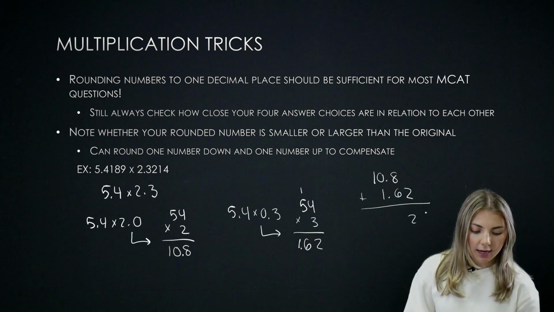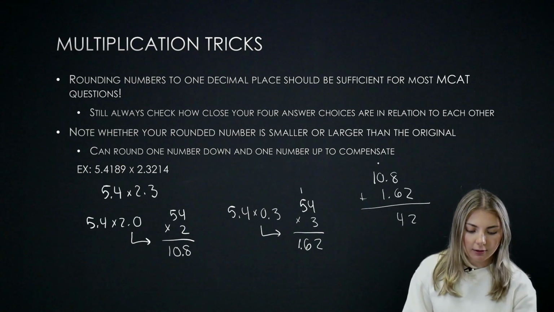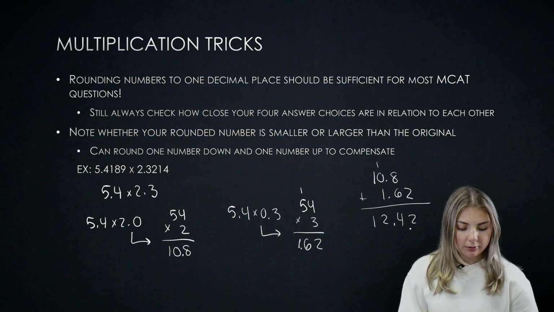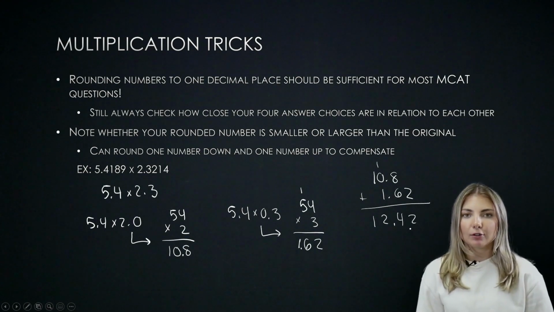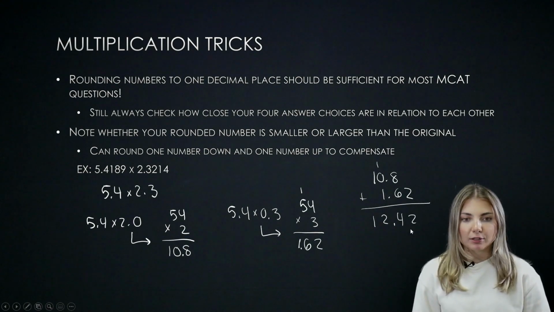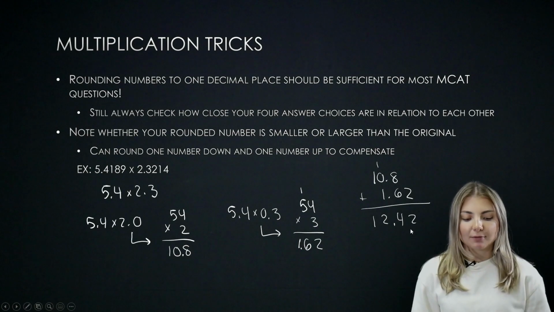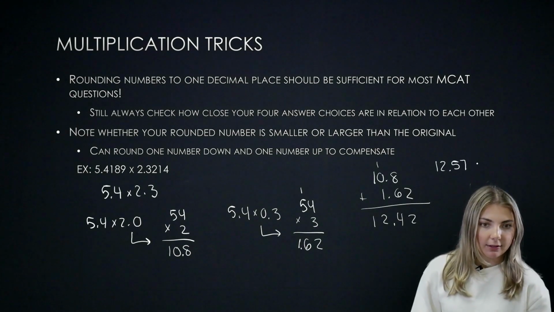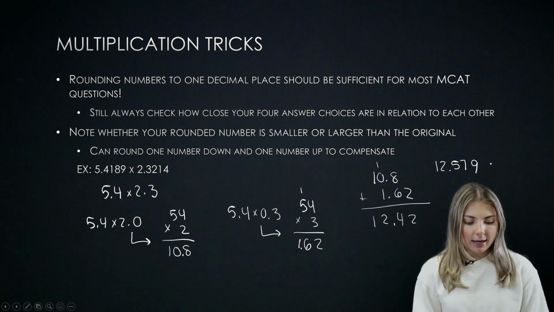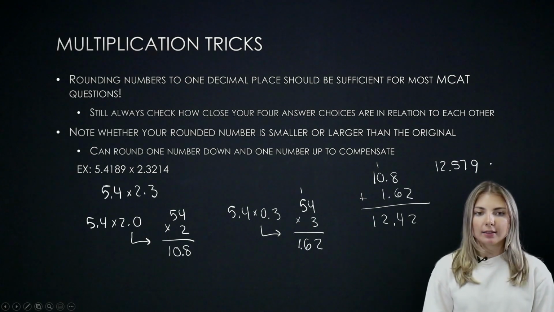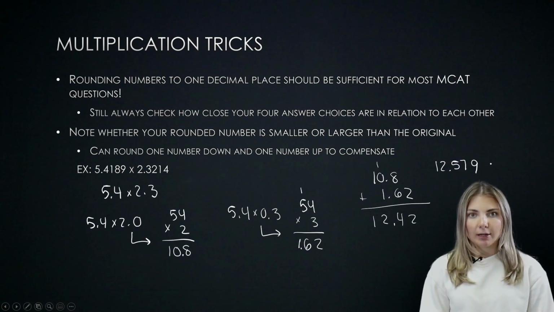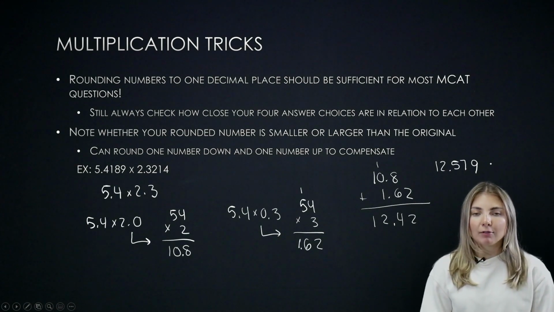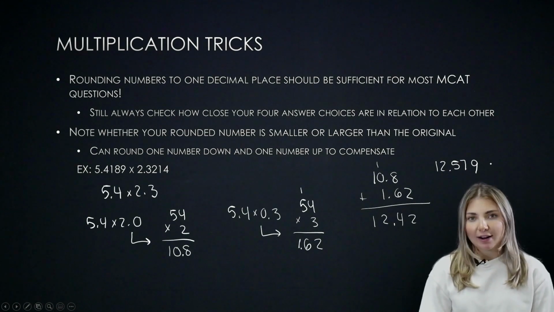So we'll get 2, 8 plus 6 is 14, carry that 1, at that decimal point, and we'll have 2 and then 1. So we get an estimated value of 12.42, which is very close to the real answer of 12.579. And as you can see on the MCAT, this falls within just a few decimal points. So when you are given 4 answer choices, this should be close enough where you are easily able to identify the correct answer.